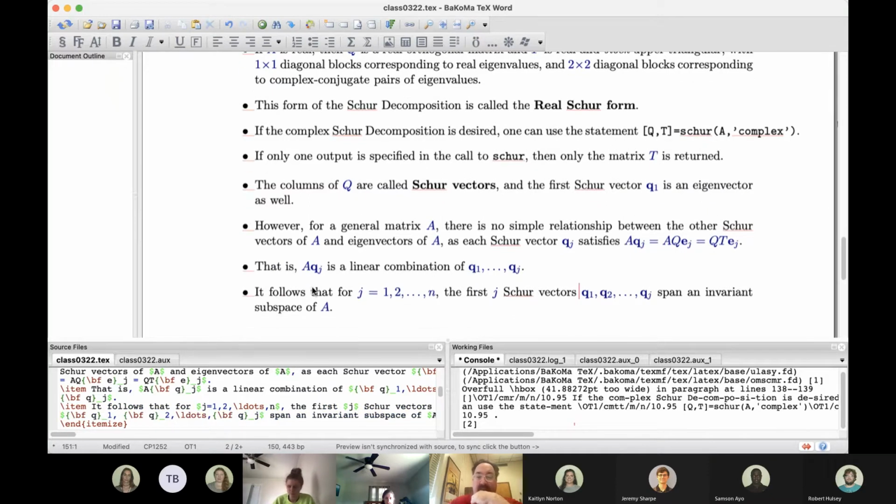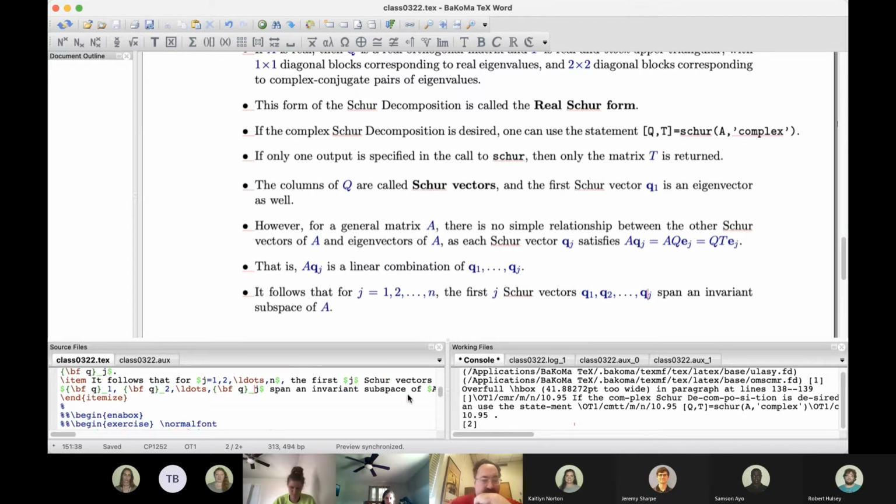What we can say, though, is if you start at Q1, the first column of Q, and go up to Qj, so you're including the first j columns of Q, those form what's called an invariant subspace of A. So suppose you want the first j eigenvalues. You can work just with these and find a linear combination of them that would give you eigenvectors.